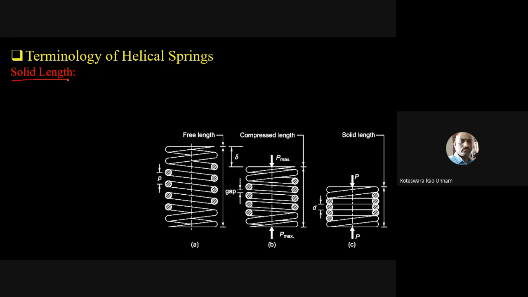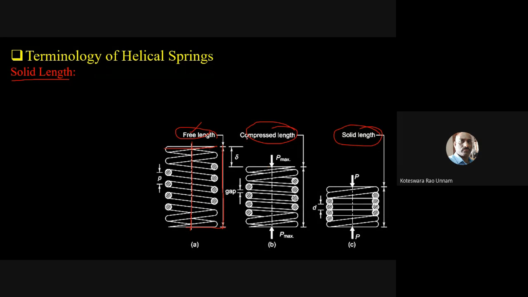So now here you can see three pictures. The same spring with different lengths. This length is marked as the solid length, this length is marked as the compressed length, and this length is the free length. That means the length of the spring when there is no load on the spring, we'll call that the free length. So here there is no load acting on the spring, so whatever the distance is between the top coil and the bottom coil, we'll call that the free length of the spring.